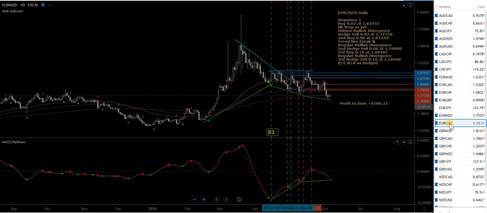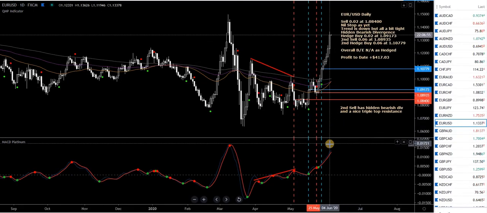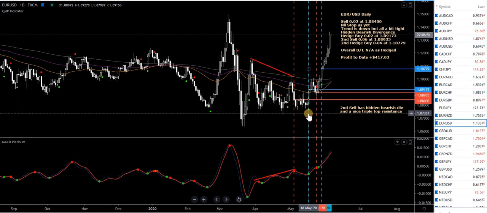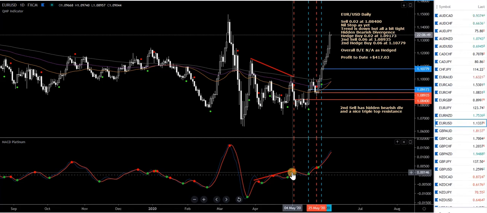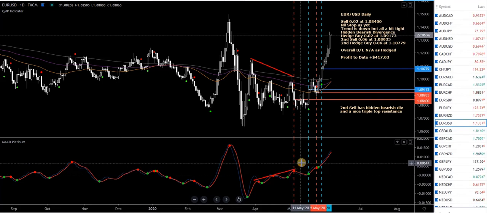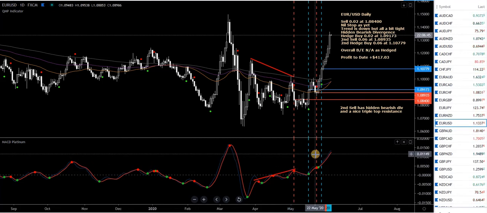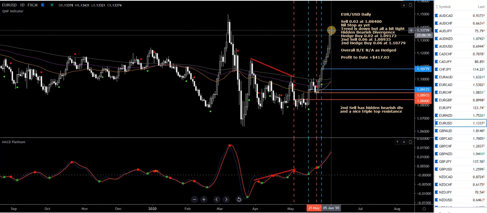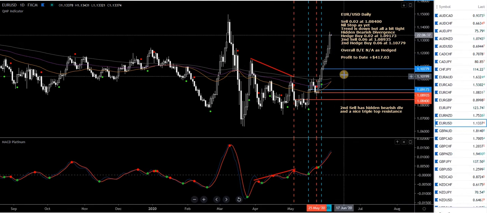All right, Euro USD, maybe. All right, just have to pause the video there. Now, again, the euro's on the move up, big move up. I started with a sell, hedge buy, second sell, second hedge buy. So I'm hedged at the moment. Can't lose anything other than the overnight interest rate or the swap.